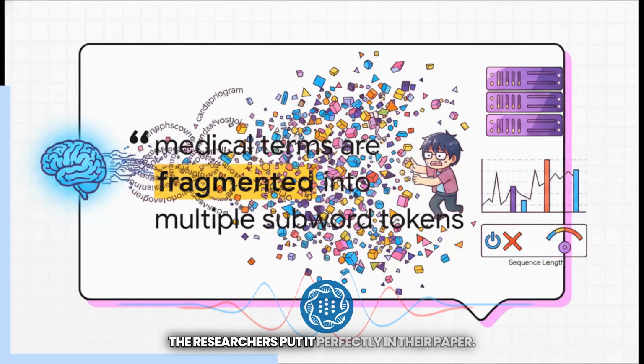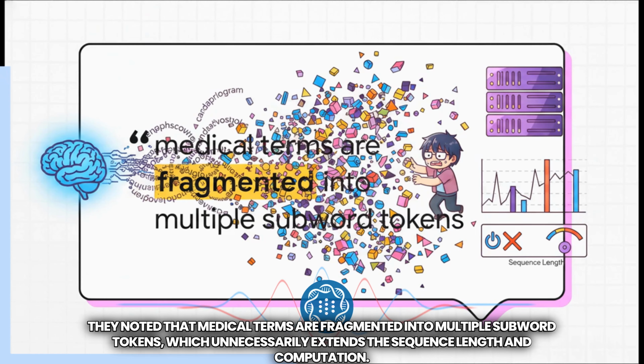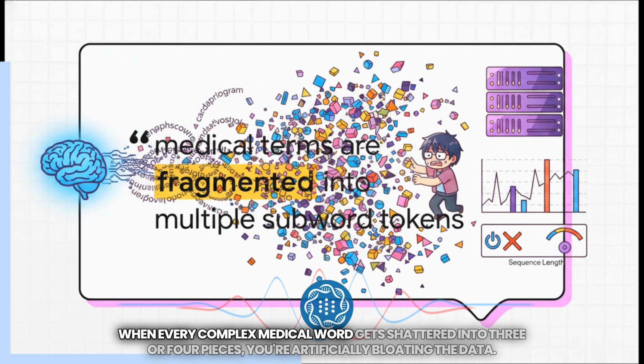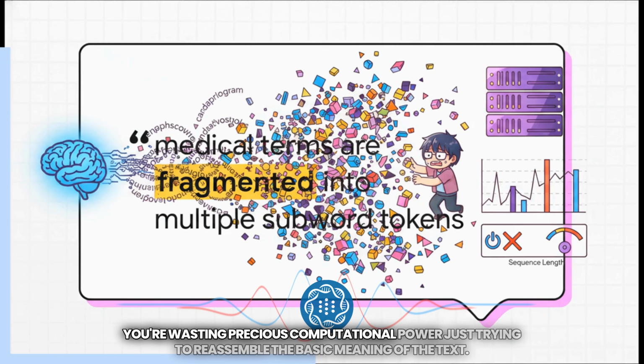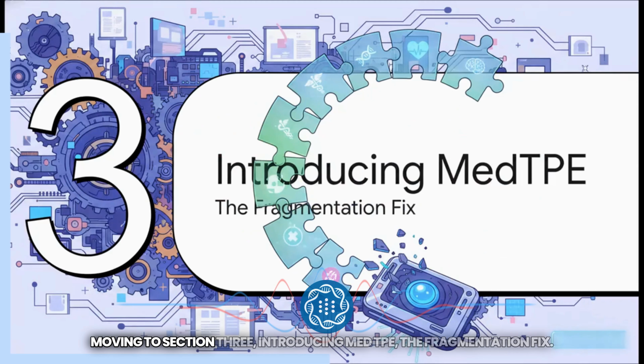The researchers put it perfectly in their paper. They noted that medical terms are fragmented into multiple subword tokens, which unnecessarily extends the sequence length and computation. When every complex medical word gets shattered into 3 or 4 pieces, you're artificially bloating the data. You're wasting precious computational power just trying to reassemble the basic meaning of the text. It's wildly inefficient.